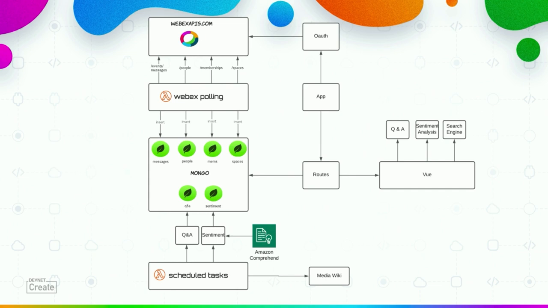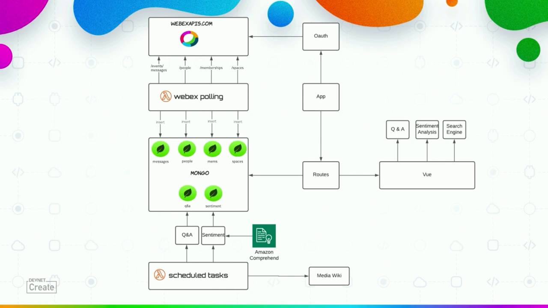And then down at the bottom, these scheduled tasks, these are the intelligence. So the Q&A, the sentiment analysis, we're scheduling these jobs to run and just putting that data in a separate database. On the right, this is our web app that uses Vue.js.